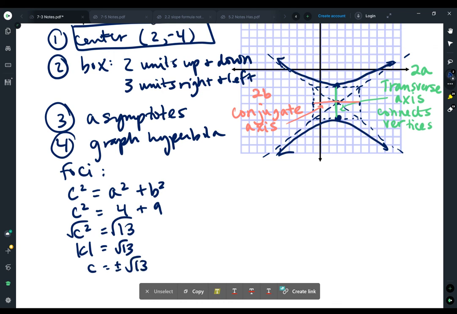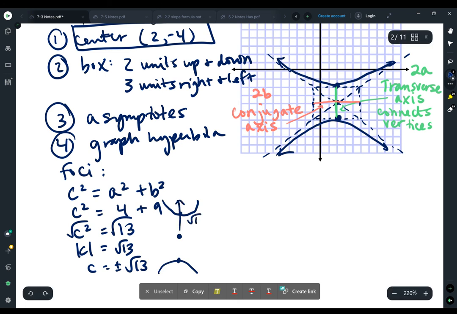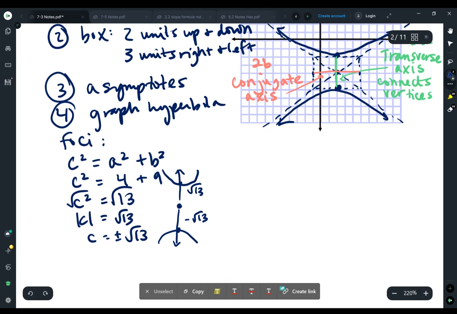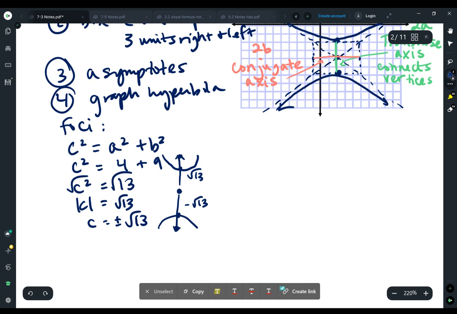So what that means, if I start at my center and I have my parabola up, my parabola down, here are my vertices, my foci are going to be square root of 13 units up from the center and square root of 13 units down from the center. If it was right and left, it would be to the right and left. Okay, so it's still like that hyperbola is going towards where one of the foci are. So kind of like the parabola goes towards the focus.